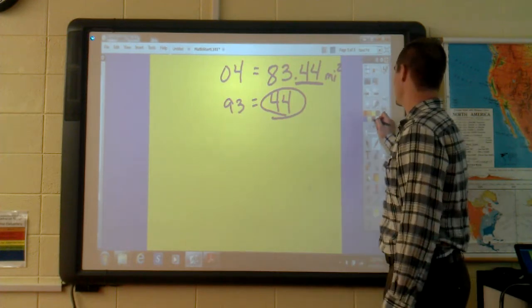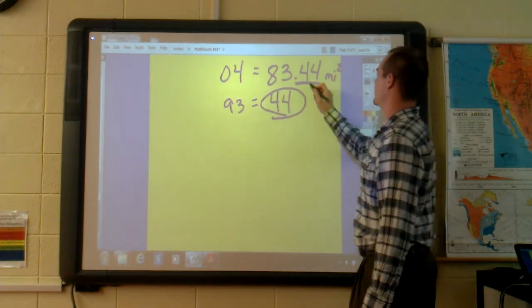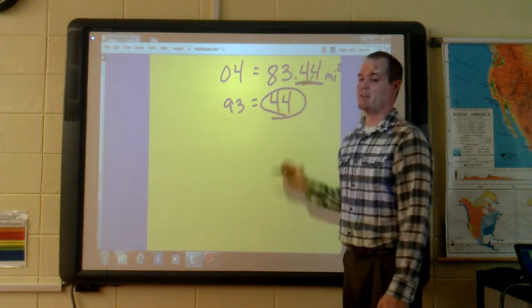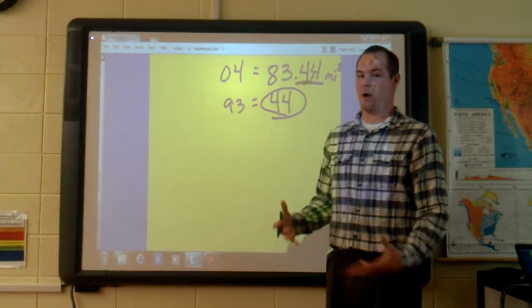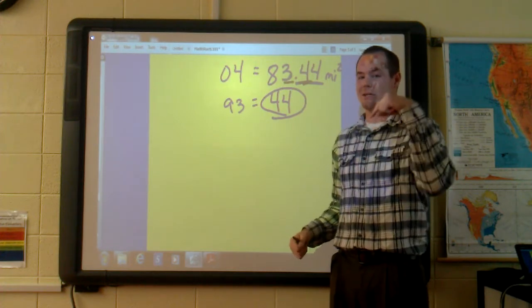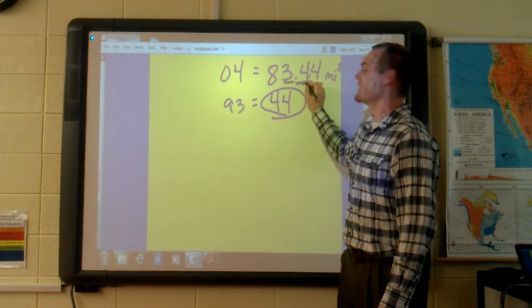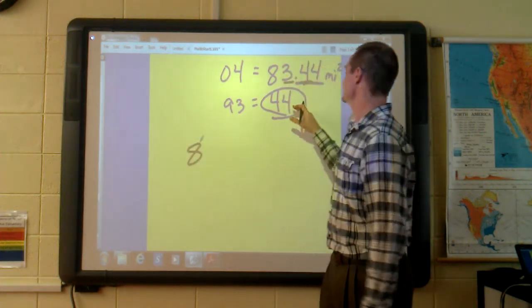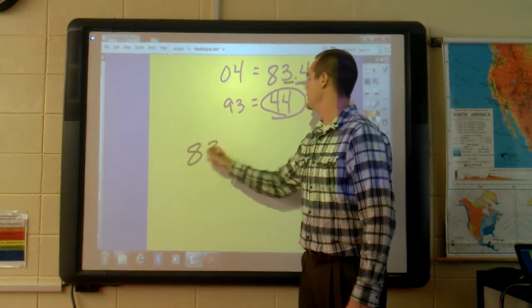Okay, and when we do that, we of course have to look at the tenths place. This 4 in the tenths place tells us to round where? It tells us to round our ones place up to 84 or down to 83. It's less than 5, so we round down to 83.